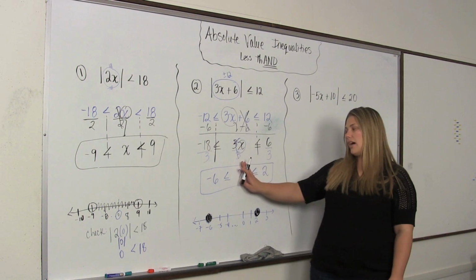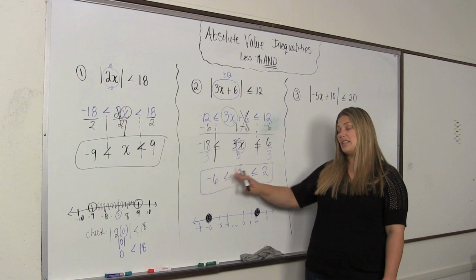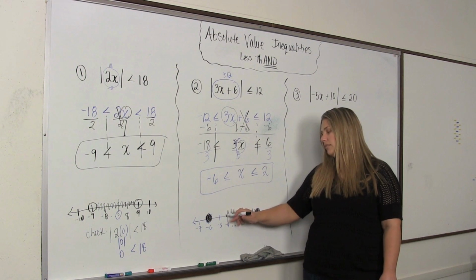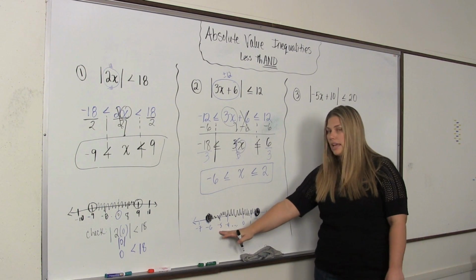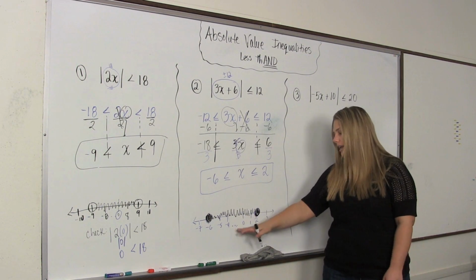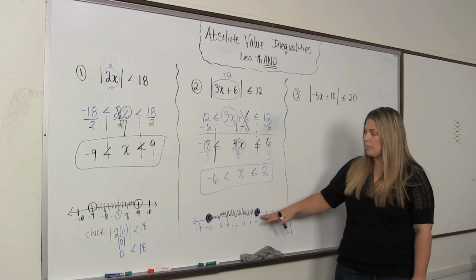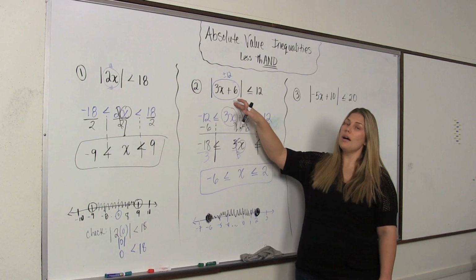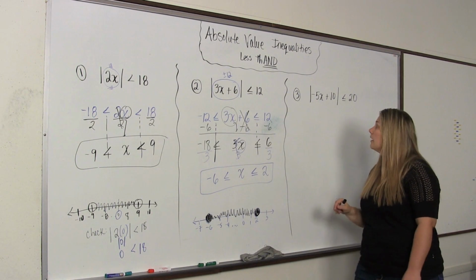And remember, if I cover up what's in the middle, negative 6 is less than 2. If this inequality is true, then we shade everything in between. So x can equal negative 6, negative 5, negative 4, negative 3, negative 2, negative 1, 0, 1, and 2. If I plugged in any of those numbers back into my inequality, it should make this true.